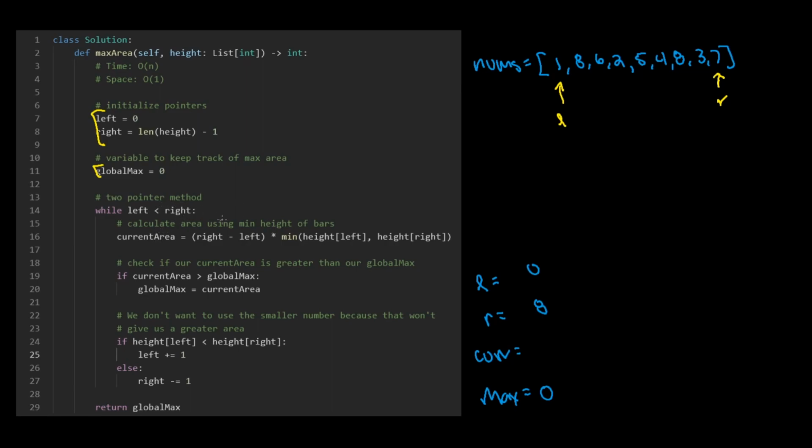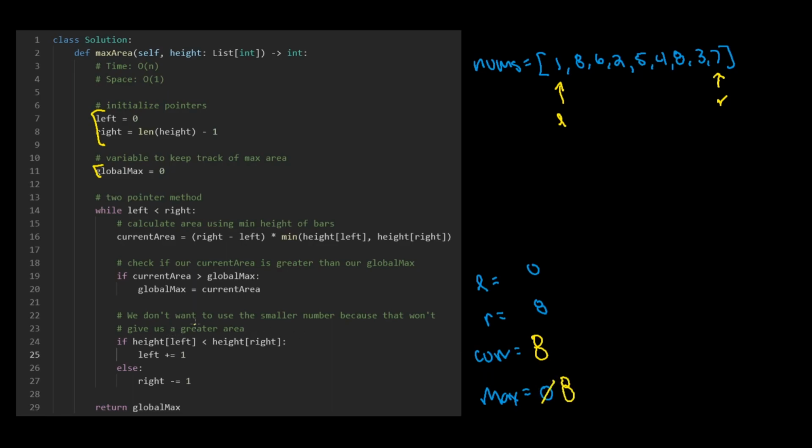We calculate the area using right minus left and the min of whatever the height we're at. So for this current one, we have 7 and we have 1. The min between those two is just 1, and right minus left is 8. So our current area is 8. And we see that the current area is greater than our global max, so we're going to update that as well. And now we check.